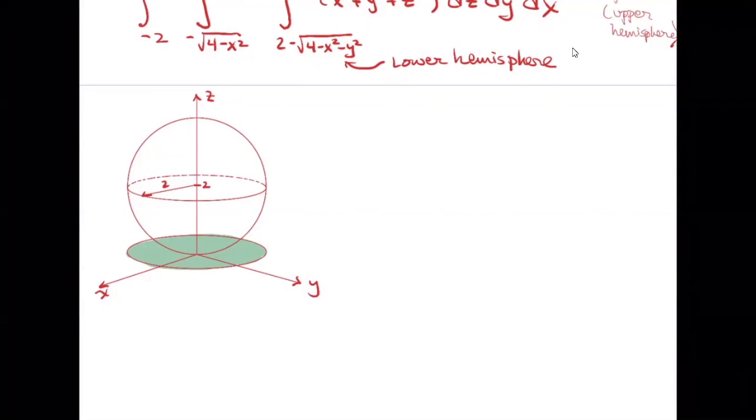Okay, so in the XY plane, this top curve right here is y equals the square root of 4 minus x squared. It's a circle with the same radius as the sphere. And down below where y is negative, that's y equals the negative square root of 4 minus x squared.